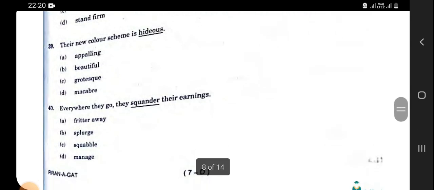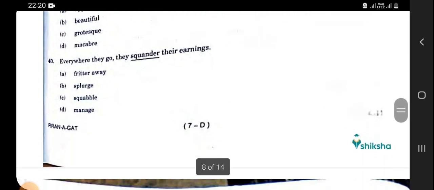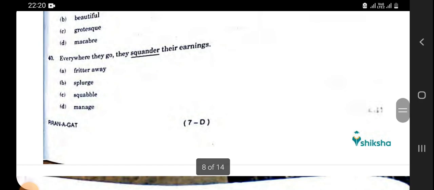Number 40. Everywhere they go, they squander their earning. We know the meaning of squander, basically one who spends money without any care. So the answer will be manage, D.